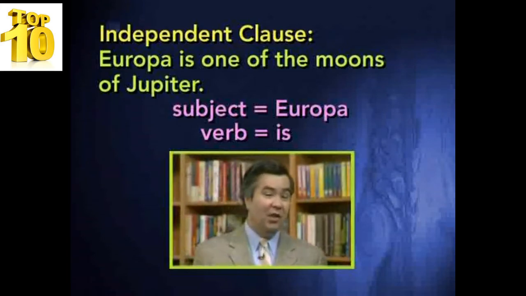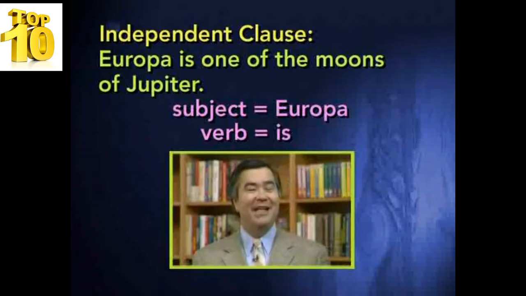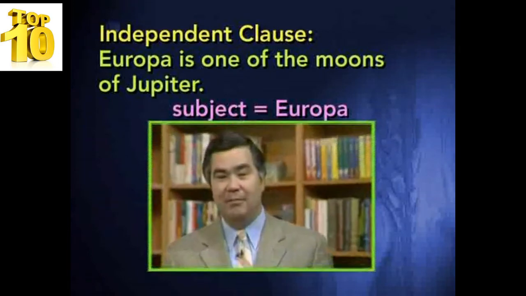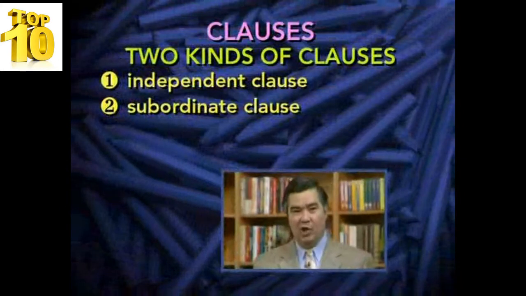So this is a clause because it contains both a subject and a verb. It's also a sentence because this happens to be an independent clause, a clause that is able to stand alone as a sentence because it expresses a complete thought. Well, if an independent clause can stand alone as a sentence, what do you call a clause that cannot stand alone as a sentence? The answer is a subordinate clause.